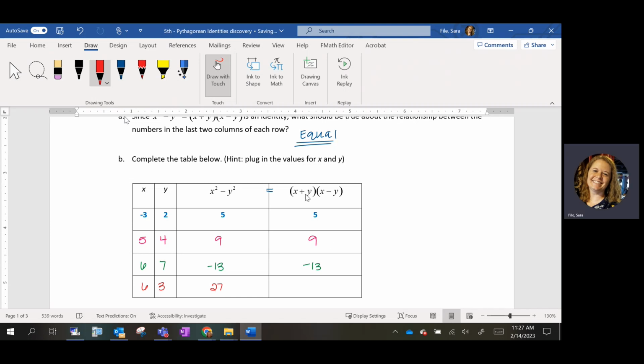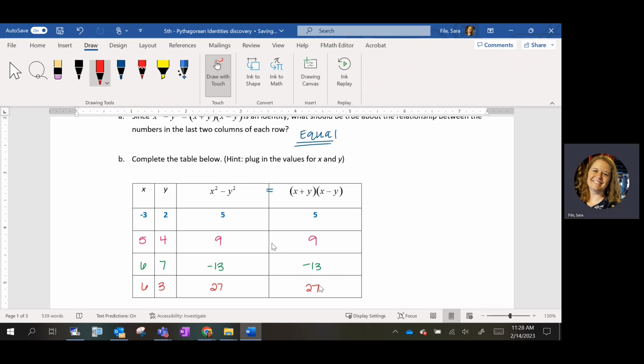Okay, if I choose 6 and 3 here, 6 plus 3 is 9. 6 minus 3 is 3. 9 times 3 is also 27. So you can see that's the gist of what an identity is. That's what we want you to understand: it's an equation where no matter what value you pick for the variable, it's always valid. The left equals the right. Does that make sense, what an identity is?